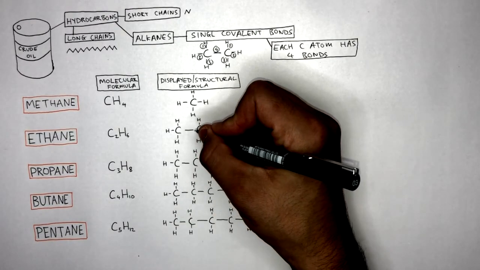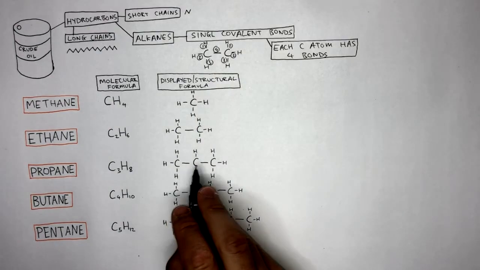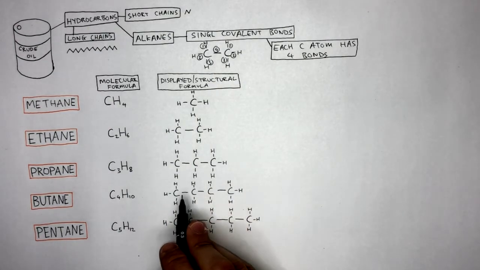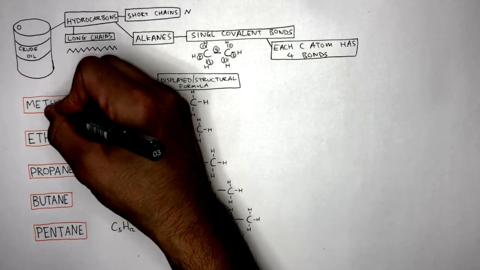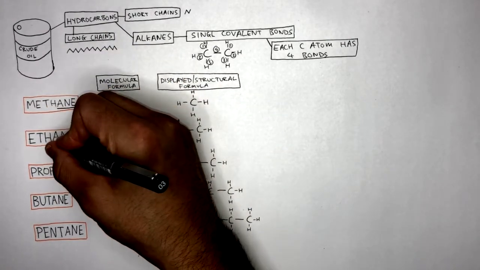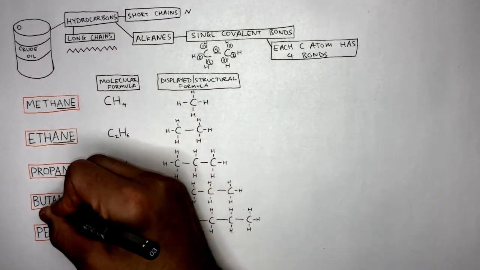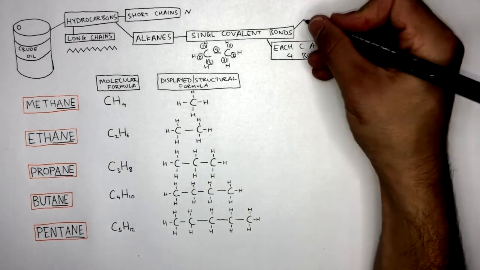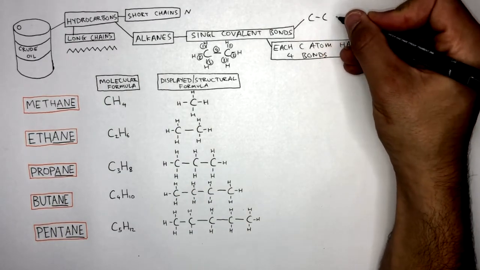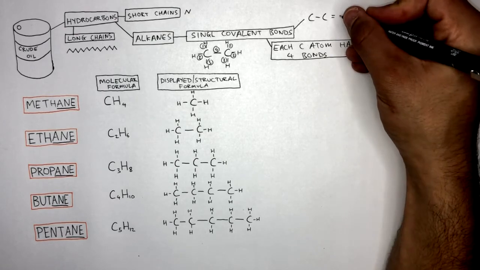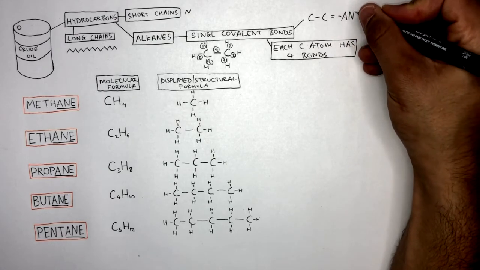It's these single covalent bonds between the carbon atoms that gives alkanes their special name. Any hydrocarbon with single covalent bonds has the suffix -ane at the end of its name. It's the single covalent bonds between the carbon atoms that results in the suffix being -ane, A-N-E.